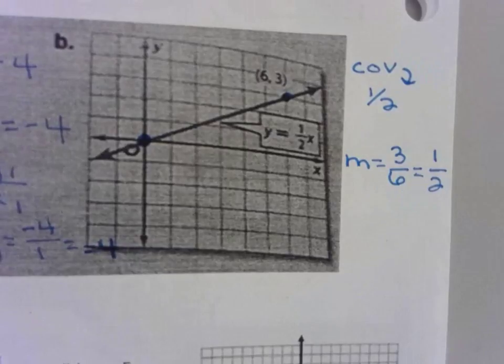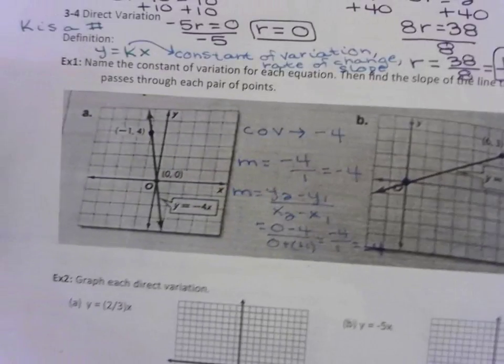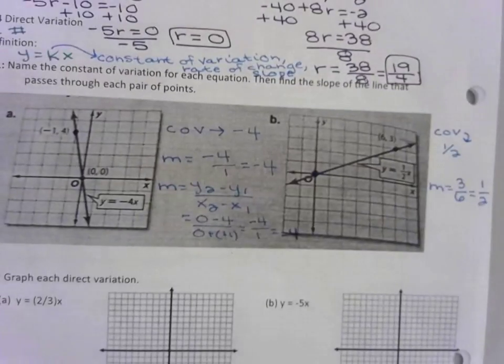These are direct variation graphs. Now, if I look, what do you notice about these two graphs? What do you notice similar about both of these lines? They both go through 0. That is a characteristic of a direct variation equation, that your line will go through 0, 0.